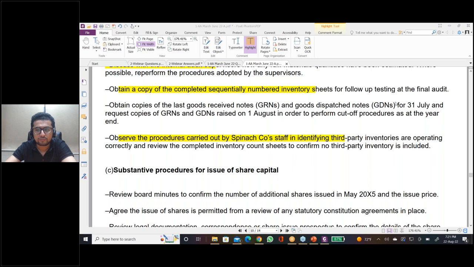Another procedure, obtain a copy of the last GRN and the last GDN. Make sure they have correctly recognized it. Make sure they have not compromised on the cut off.